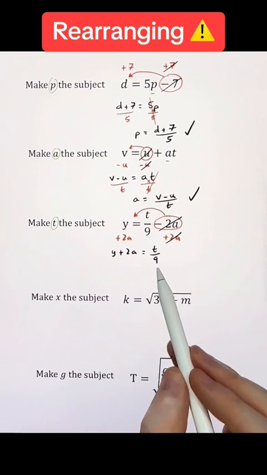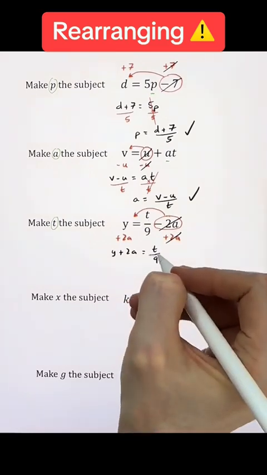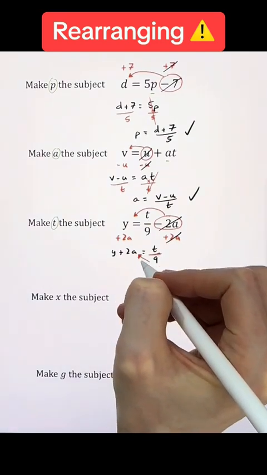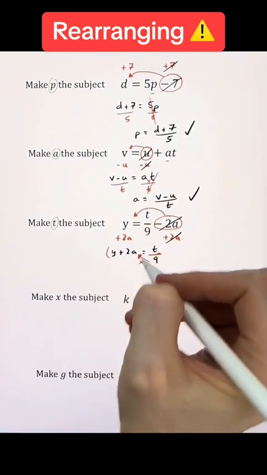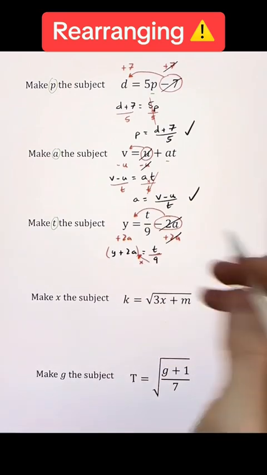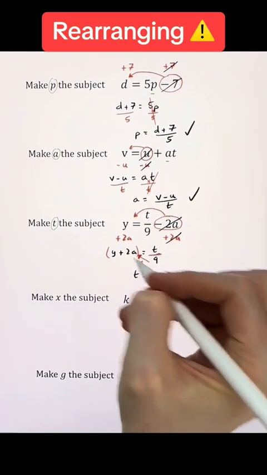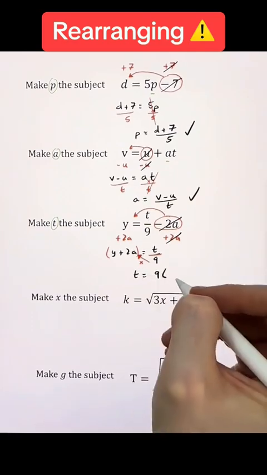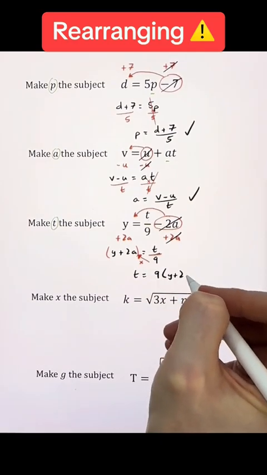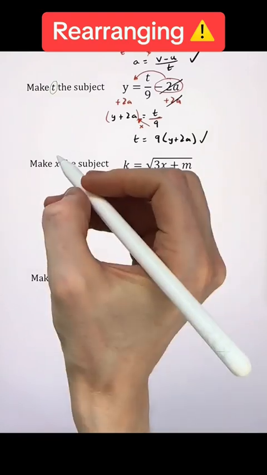As I want to get t the subject, I want t by itself. I know the opposite of divided by 9 is to multiply everything on the numerator on the opposite side by 9. If you've got two terms, place that inside single brackets. Hence, I'm left with t is equal to, the 9's now multiplied up, so it's 9 lots of, in single brackets, y plus 2a.